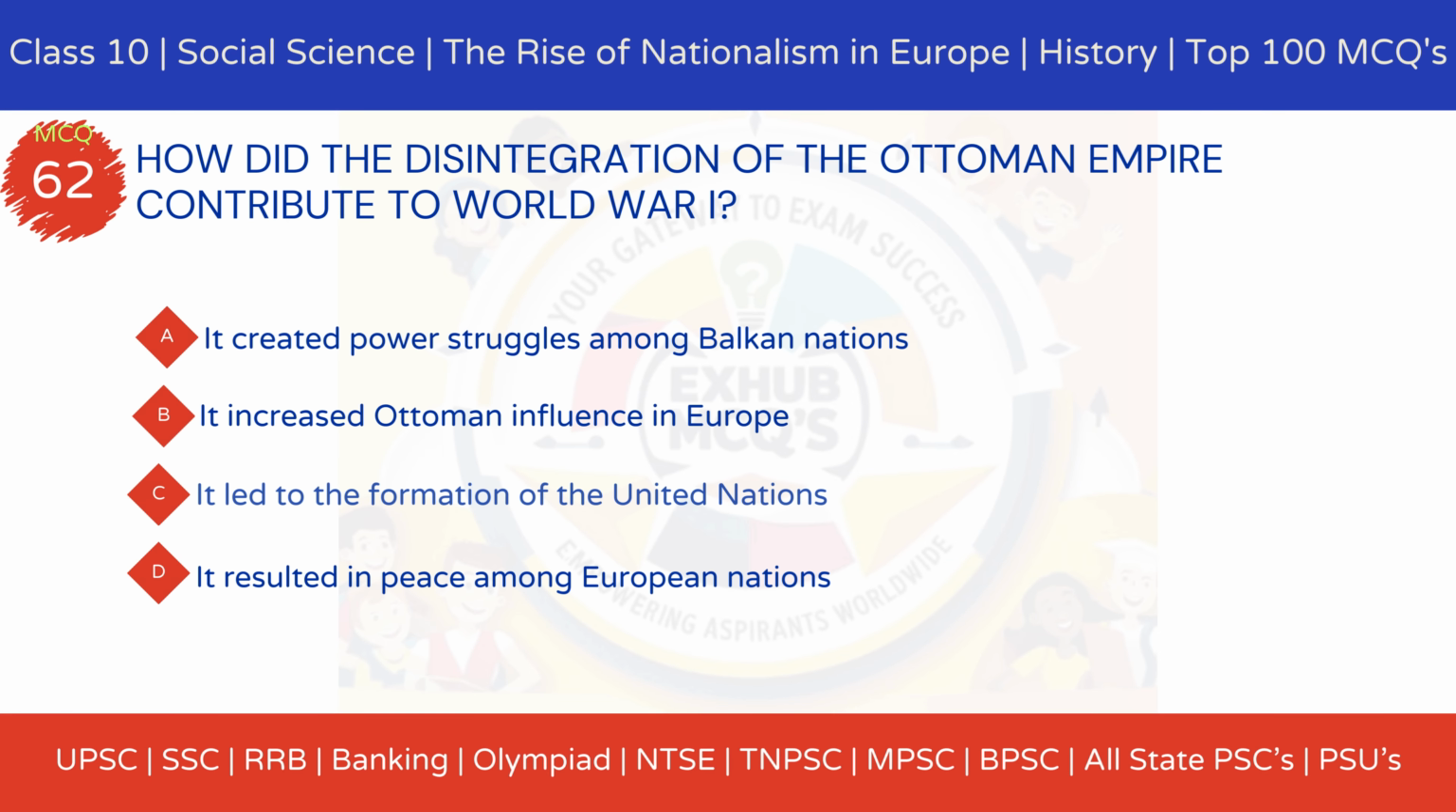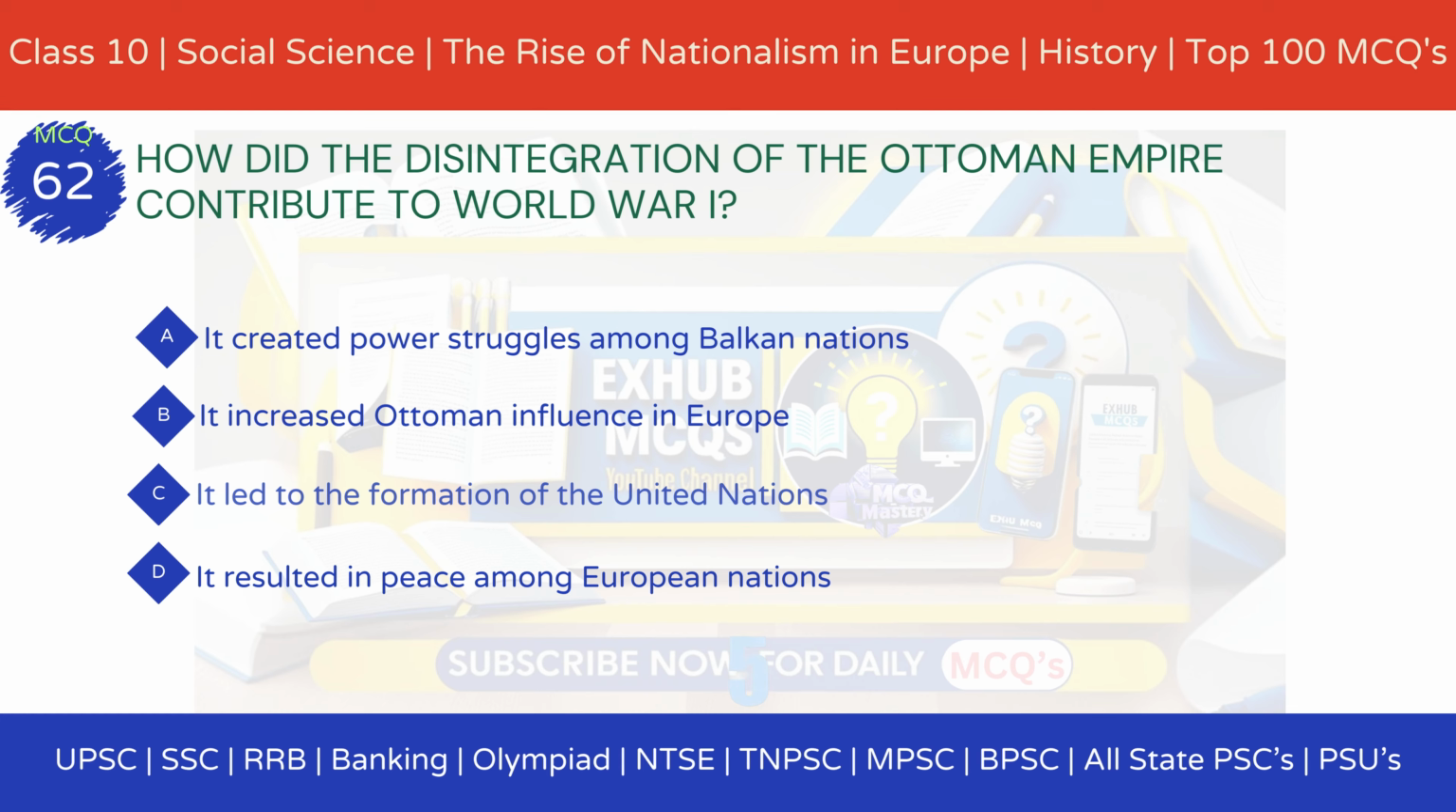MCQ 62. How did the disintegration of the Ottoman Empire contribute to World War I? Option A, it created power struggles among Balkan nations. Option B, it increased Ottoman influence in Europe. Option C, it led to the formation of the United Nations. Option D, it resulted in peace among European nations.